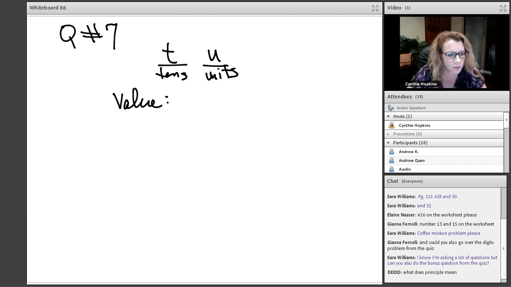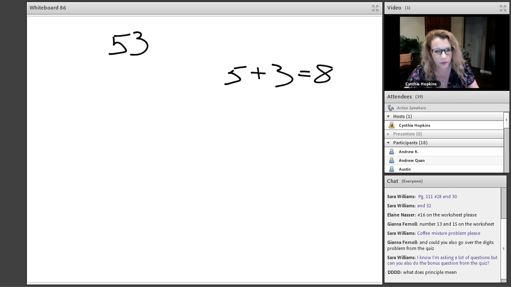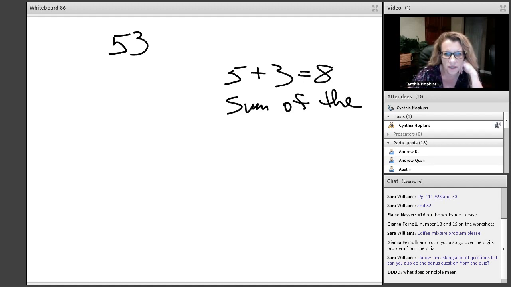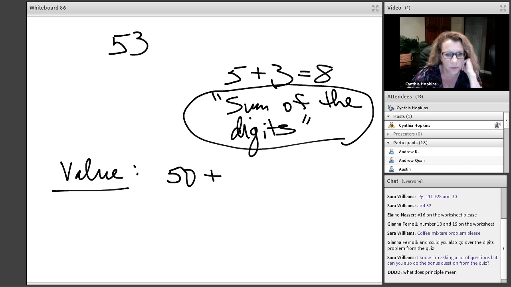Okay, so let me go to the next page for a second and talk about value of a number. If I have the number 53, if you add 5 plus 3, you get 8. Do you agree 8 is not the value of the number 53? This would be called the sum of the digits. Okay, they like to do that. Tell us what the sum of the digits are. So the sum of the digits of my number 53 is 8. But that has nothing to do with the value of the number. The value of the number 53 is not 5 plus 3, it's 50 plus 3, right? That's what gives you the value of 53.